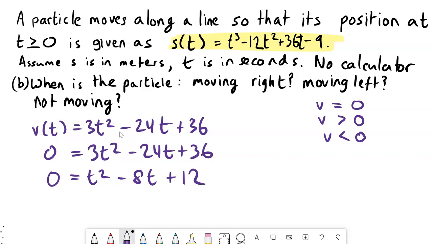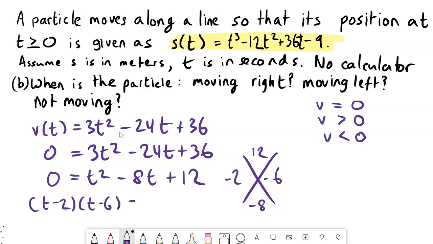Alright, so let's factor this. I'm just going to show you the factoring. Two factors that multiply into 12 but add into -8. Looks like it's 6 and 2, and you have to make them both negative. Not too difficult. So I'm going to rewrite it as (t minus 2)(t minus 6) equals 0. So that means t equals 2 and 6 are when the velocity is 0. In other words, at time equals 2 and time equals 6, the particle is not moving.